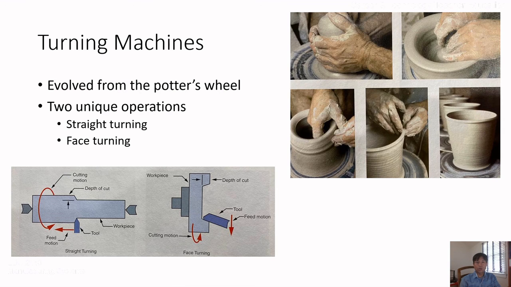So the first one is the turning machine. This is the best example of a turning machine. In pottery, the center is rotating, and then we can shape the material. That is an example of a turning machine. It evolved from the potter's wheel into unique operations: straight turning and face turning. We saw this example in the lesson.